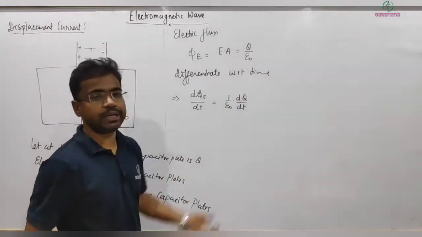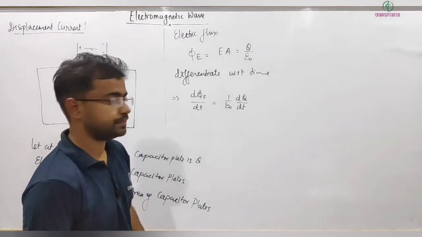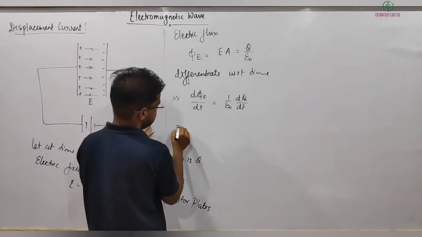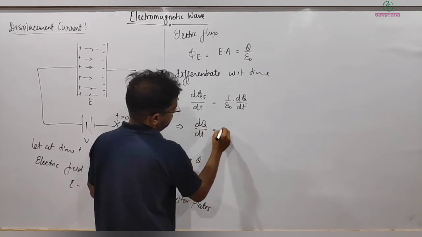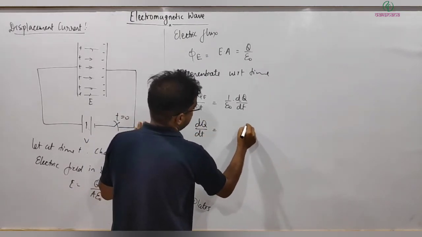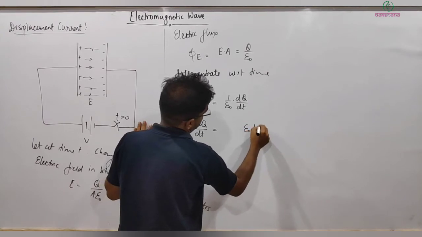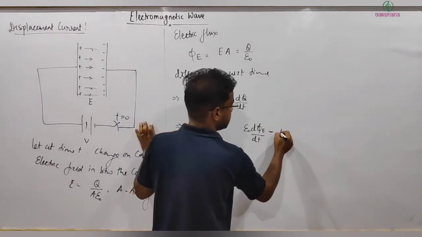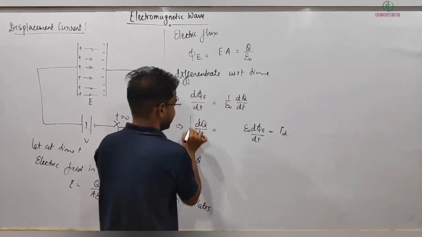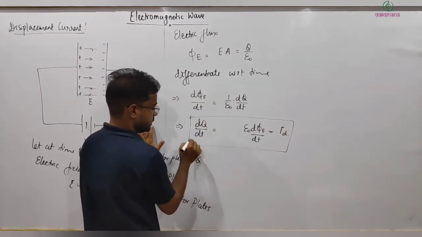And what is dq by dt? That's current, right? So this implies dq by dt equals epsilon naught times d phi e by dt, and this term is called id, and this is called displacement current.